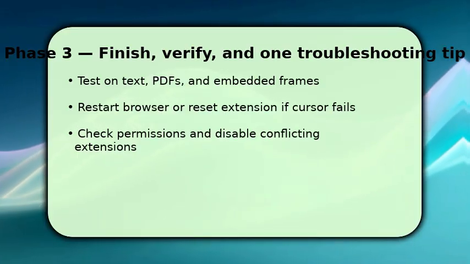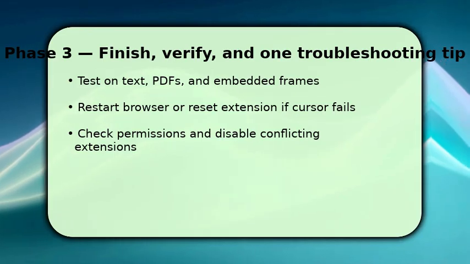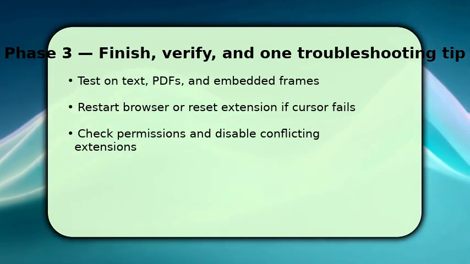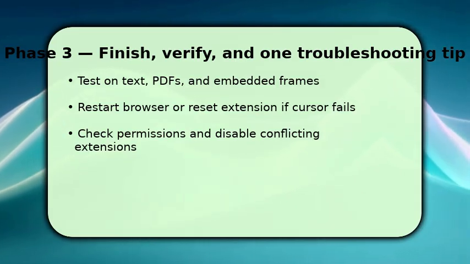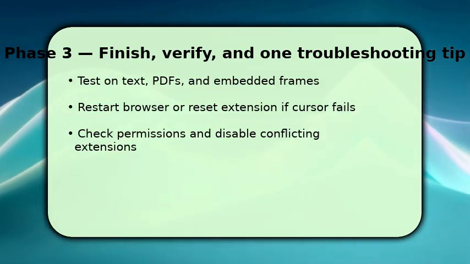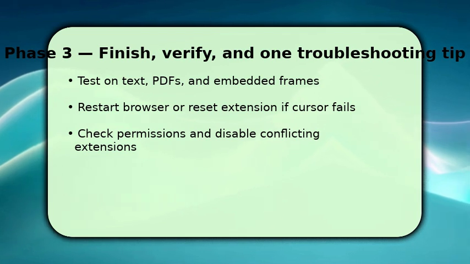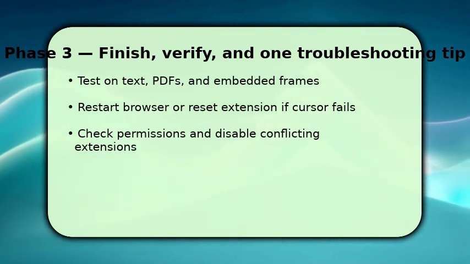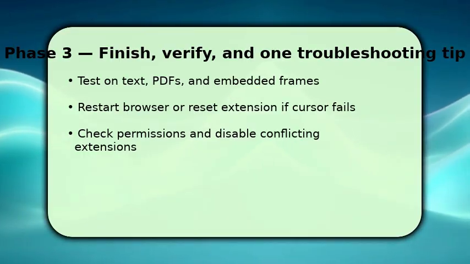If the cursor doesn't appear, restart the browser first. That often clears temporary permission locks. If problems persist, reset the extension settings, verify page and clipboard permissions, and disable other extensions that may intercept selection or input. Ad blockers and privacy tools commonly conflict. If nothing fixes it, reinstall the extension. Reinstalling refreshes its permissions and usually resolves persistent edge cases.